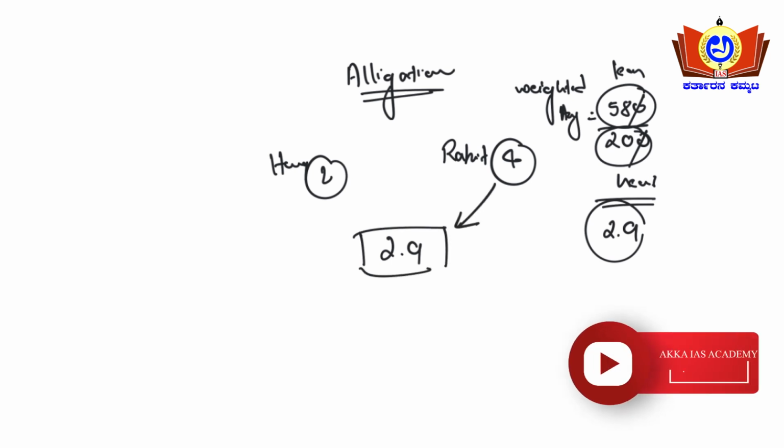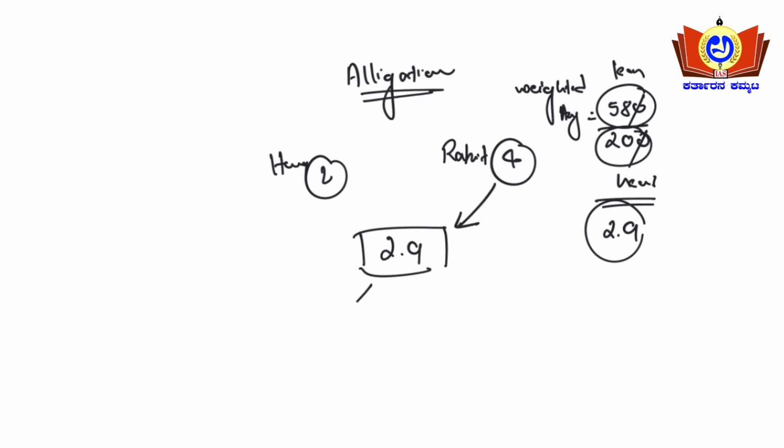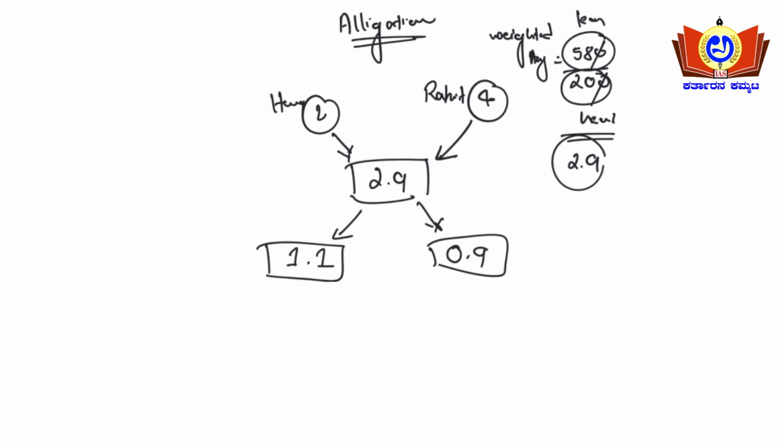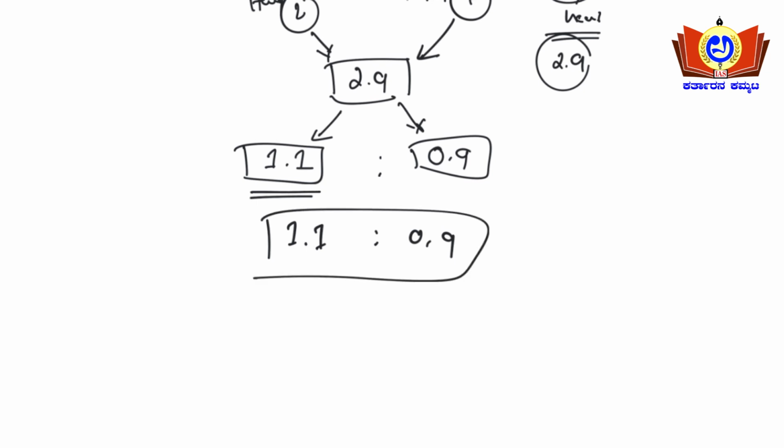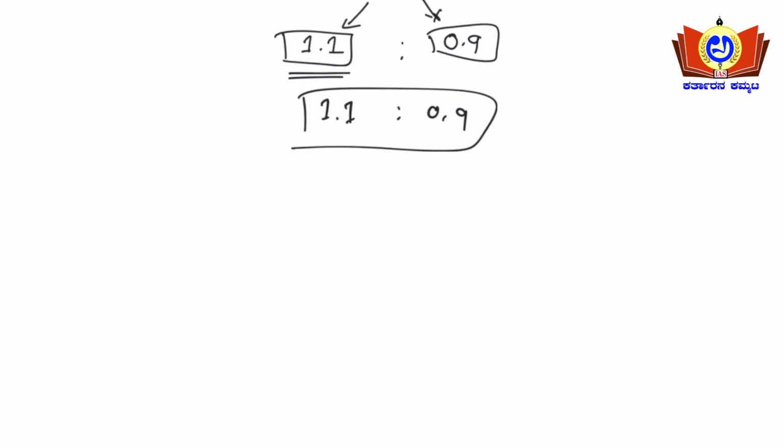So 4 minus 2.9, I'll be getting 1.1 here, and 2 minus 2.9, I'll be getting 0.9 here. So in a single step only I got the ratio. See, 1.1 is to 0.9. When I multiply it by 10, it is 11 is to 9. I'll be getting the ratio 11 is to 9. This is the required ratio here.